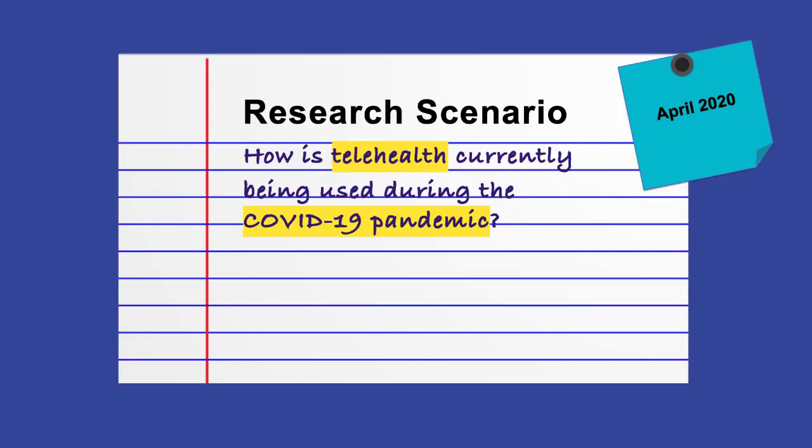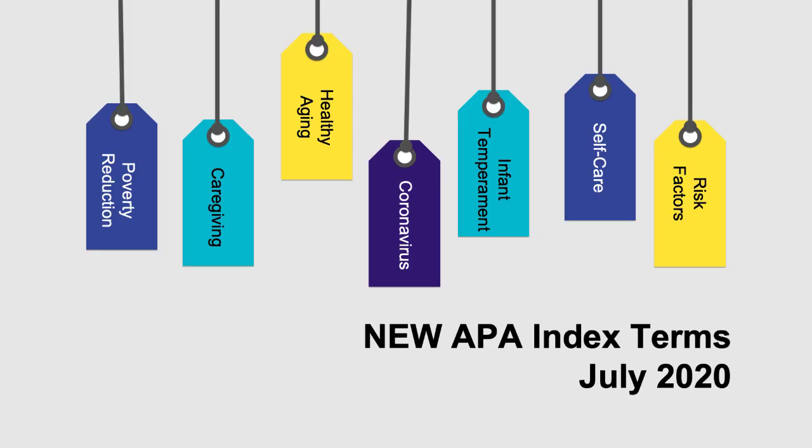For example, if this were April 2020 and we wanted to focus our search on the use of telemedicine during the coronavirus pandemic, we wouldn't be able to find an index term to use for our COVID-19 concept because the disease was too new. In July 2020, APA added this concept as an index term along with 101 others related to pandemics, social issues, preventative health, and more.